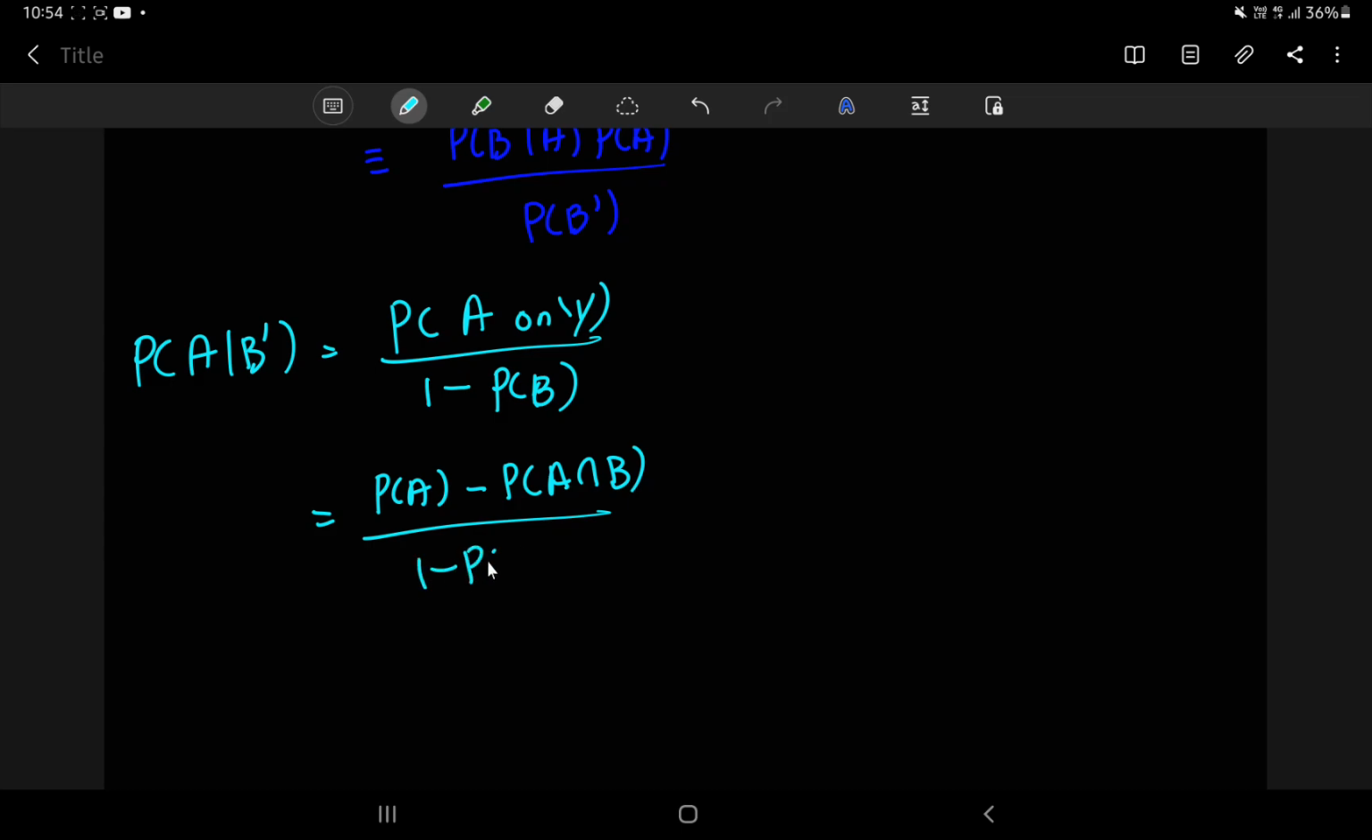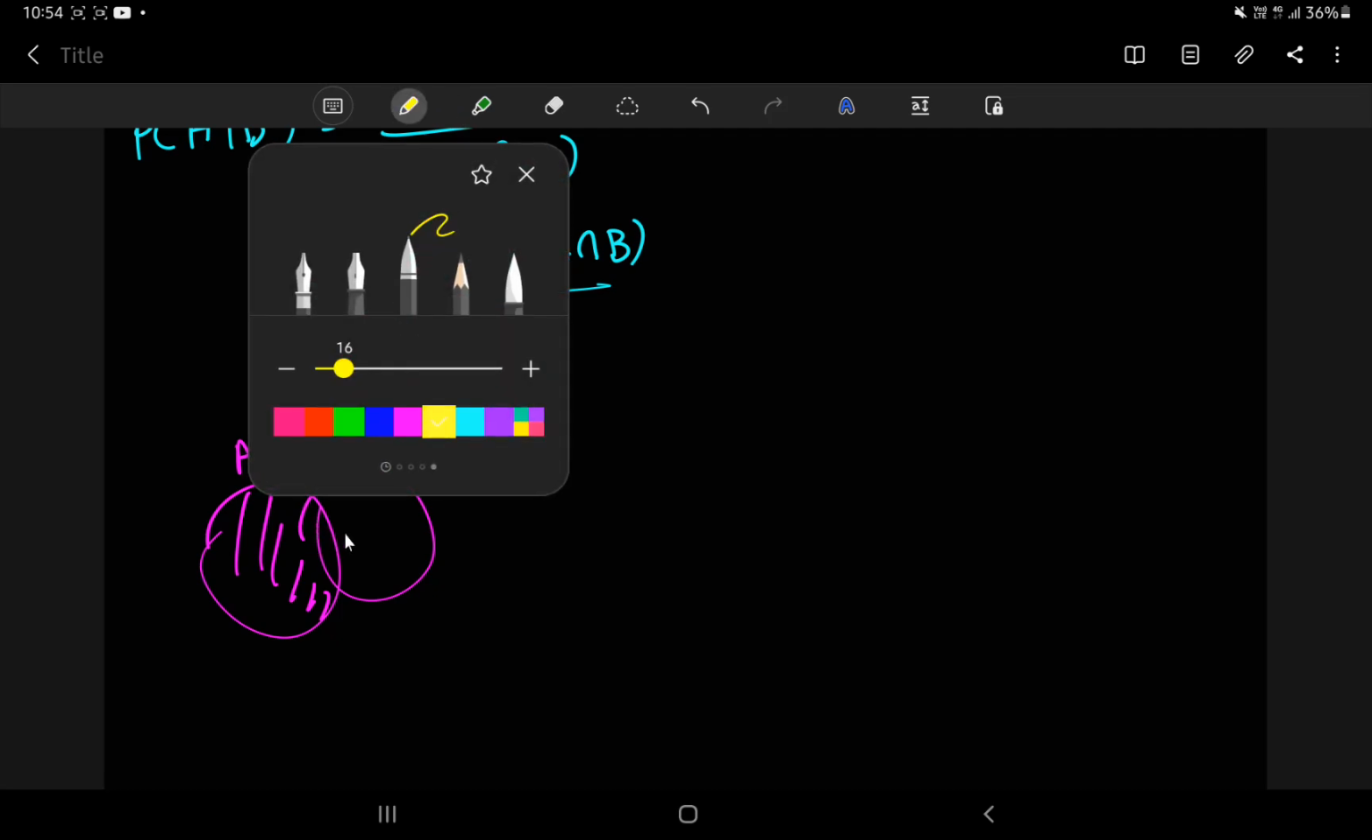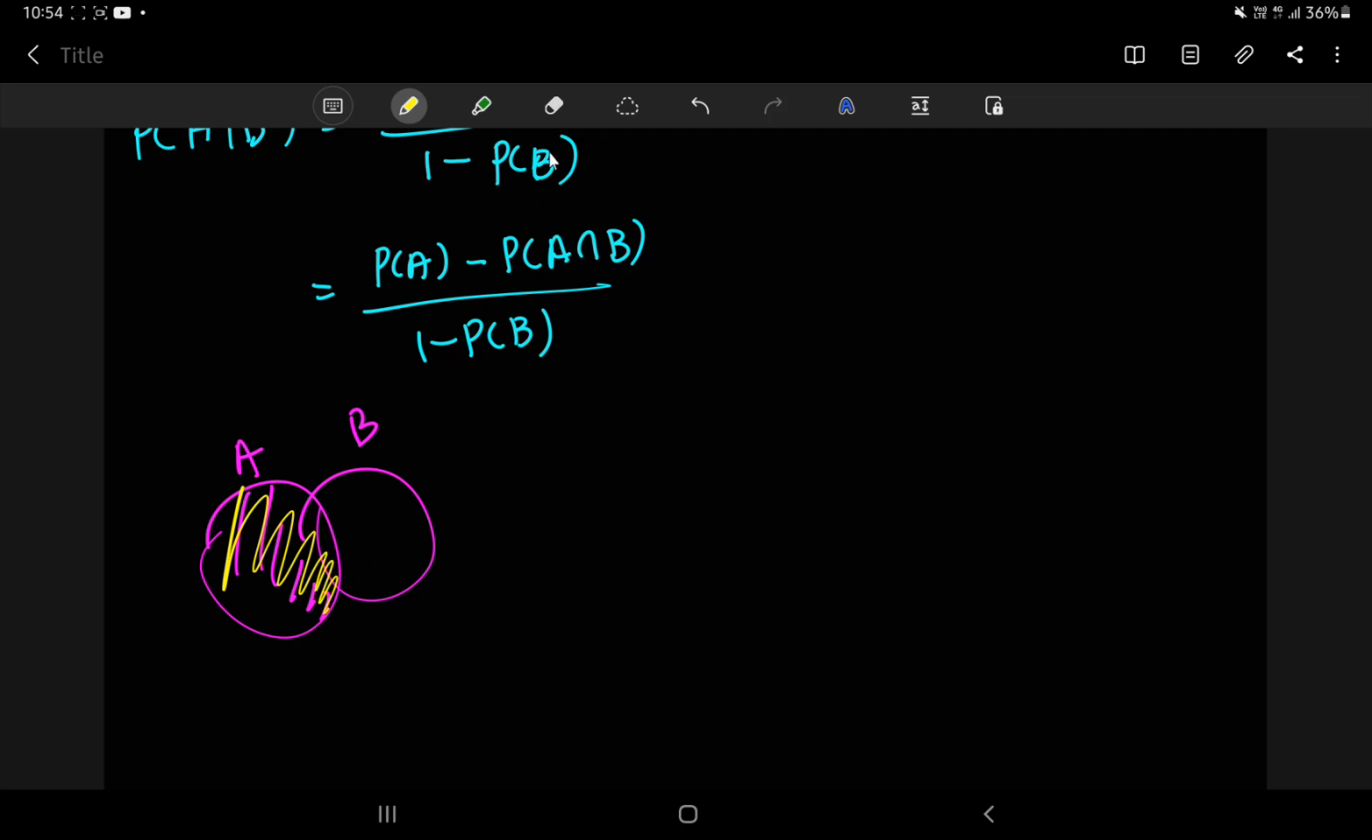So how it works is like this. For example, this is A and B, and we want to find this part. The probability of A is the whole thing, this one, and you minus the intersection part, this part. So if you take the whole A minus the intersection part, you will get only this part, the yellow part, which we desire, right?